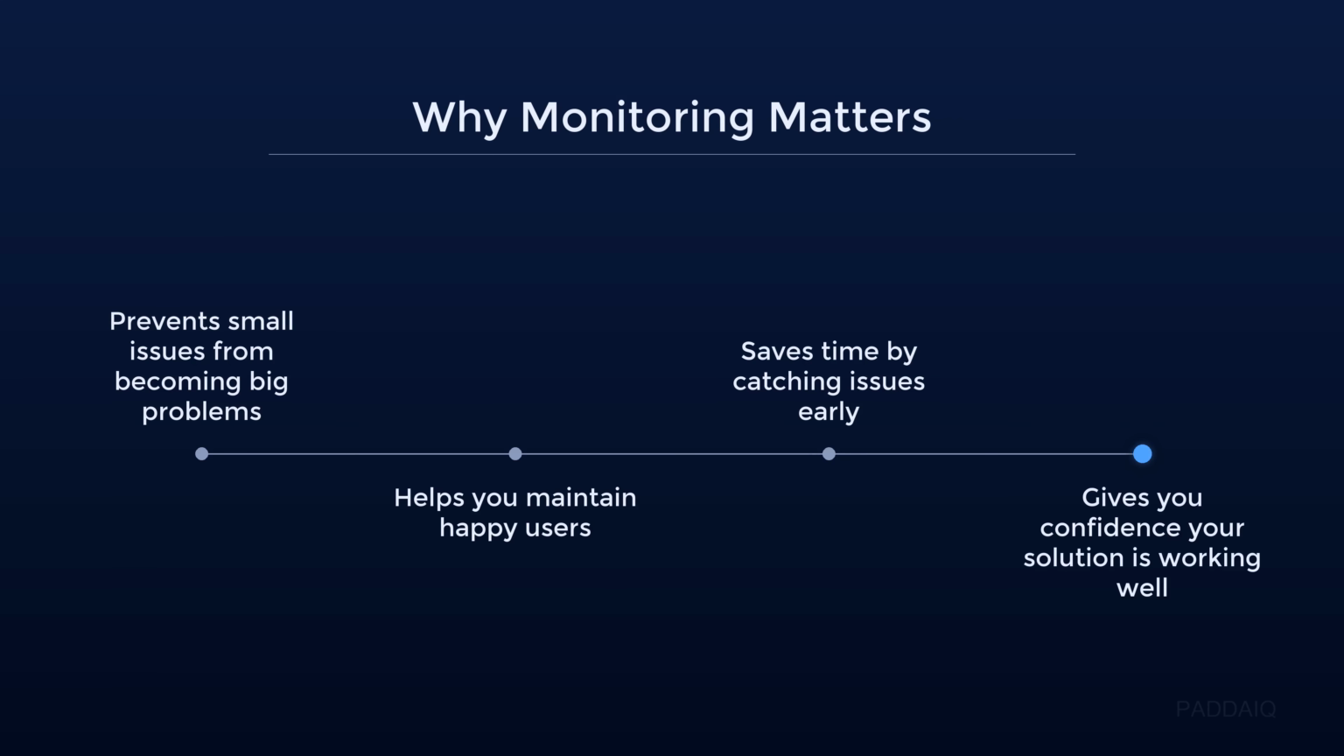Gives you confidence your solution is working well. This means you can trust that your applications are performing as expected without constant manual checks. For example, monitoring can alert you immediately if an online order processing system slows down, preventing customer delays. This continuous assurance lets you focus on innovation rather than worrying about system failures.